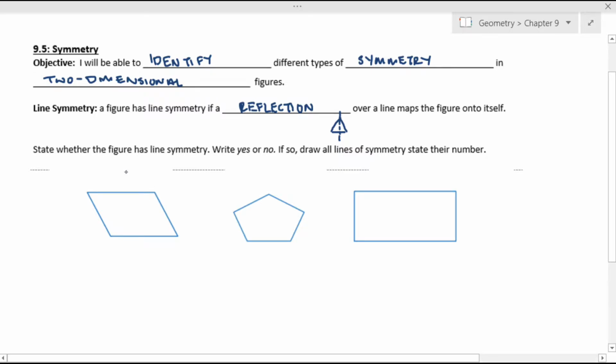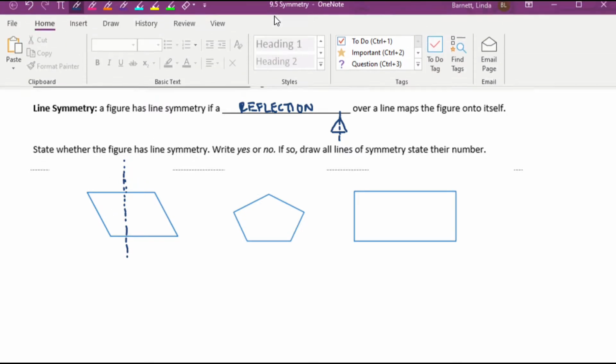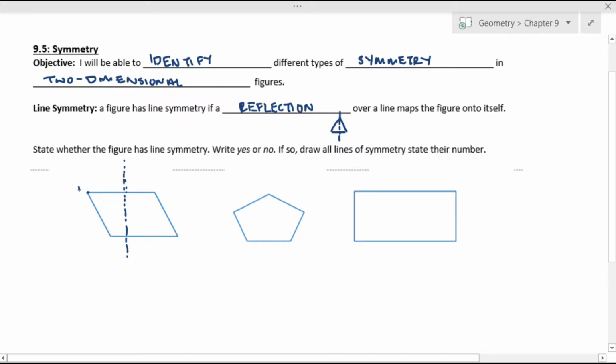The answer is no. If we do a line right down the middle like this, is that going to map onto itself when we do the reflection? Let's say this is point A, B, C, and D. If we reflect those points over that line, A and B might be in this right spot. This could be A prime, and this could be B prime. But D prime is only going to end up right here, and C prime is going to be way over here. It would not map onto itself.